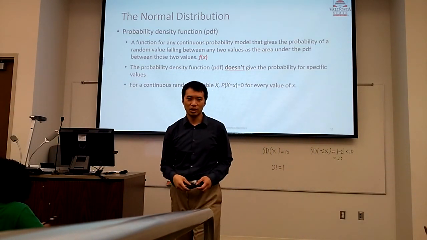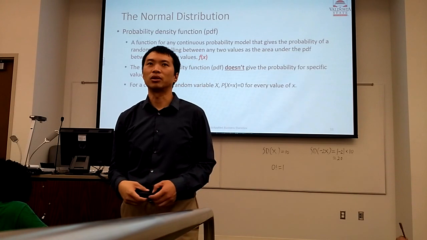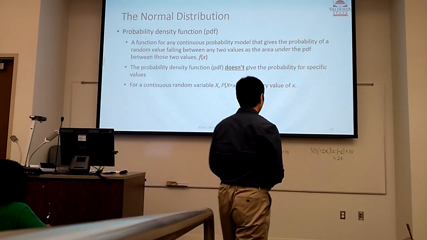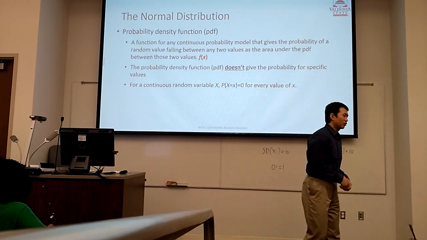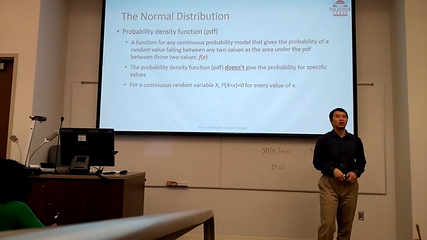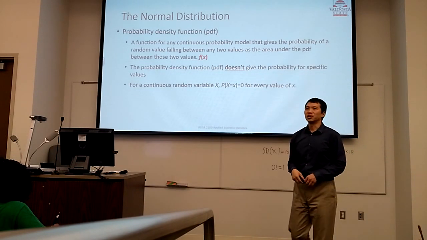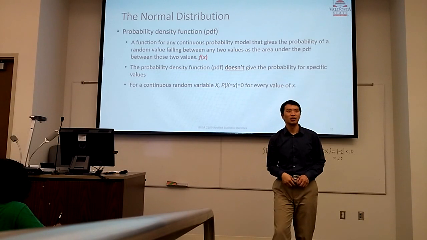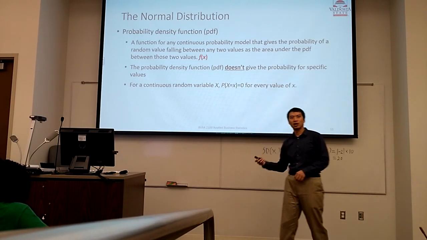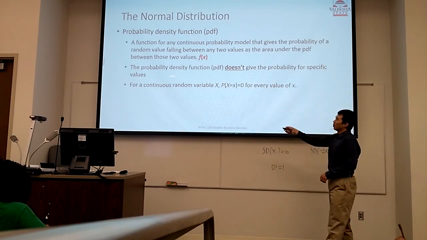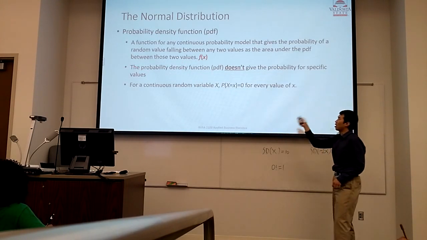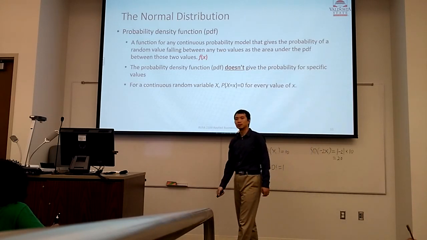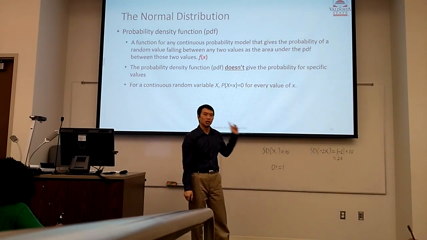So when we discussed the discrete random variables, the probability models, we said the PMF, the probability mass function, gives the probability of the random variable equal to a specific value. Okay? So the PMF gives us the probability of a specific value. But this PDF does not give the probability for a specific value. So that's one thing I need you to remember.